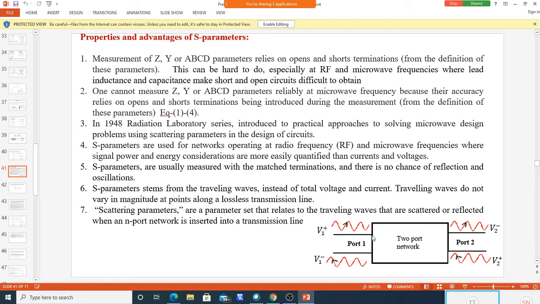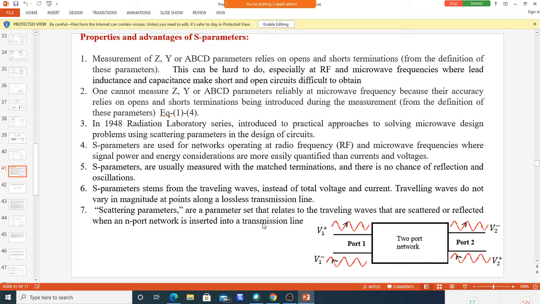So over this line, we cannot measure a total voltage. Standing waves are always there at RF and microwaves. So we cannot measure voltage and current, but power we can measure. Power doesn't vary over the line. That is another advantage. Traveling waves do not vary in magnitude at points along a lossless transmission line. Assuming this is lossless, the wave amplitude remains the same.